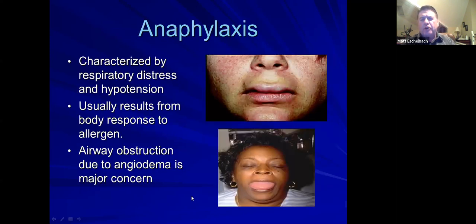Anaphylaxis can occur, causing obstruction. It's characterized by respiratory distress and low blood pressure because you get circulatory collapse. It usually results from the body's response to some type of allergen. Maybe somebody's allergic to peanuts or shellfish, and they ingest it, and then they start to swell. And you get airway obstruction due to angioedema, and that can be a major concern.